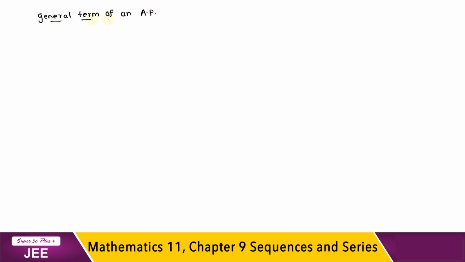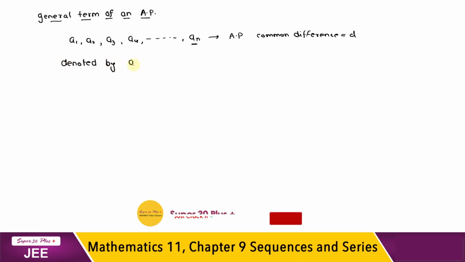In order to determine the general term, I am going to write down the sequence first. A1, A2, A3, A4. This continues till the nth term An. And consider that this sequence is an AP with common difference as D. Alright, so if we were to evaluate the nth term of this sequence, the nth term is first of all denoted by An or Tn, or in some cases it is also denoted by L.